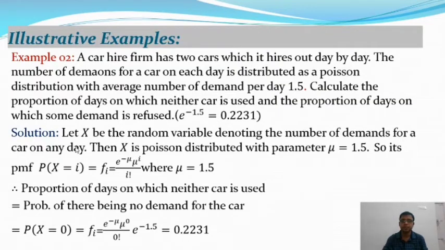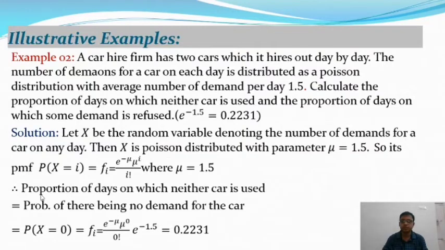So here is the solution of the given problem. Let capital X be a random variable denoting the number of demands for a car on any day. Then X is a Poisson distribution with parameter mu equal to 1.5, which is given. So its probability mass function, probability of x is equal to i, is equal to e to the power minus mu into mu to the power i by factorial i, where mu is equal to 1.5.